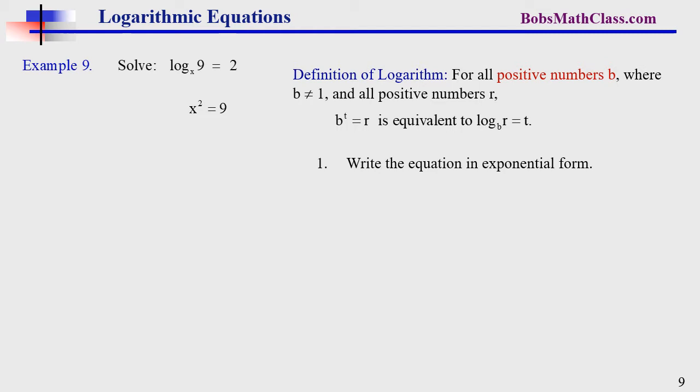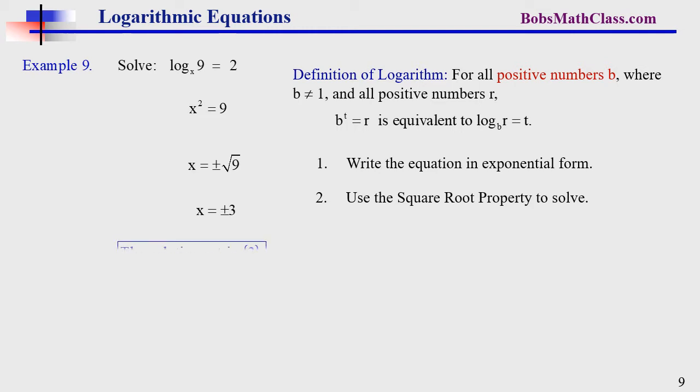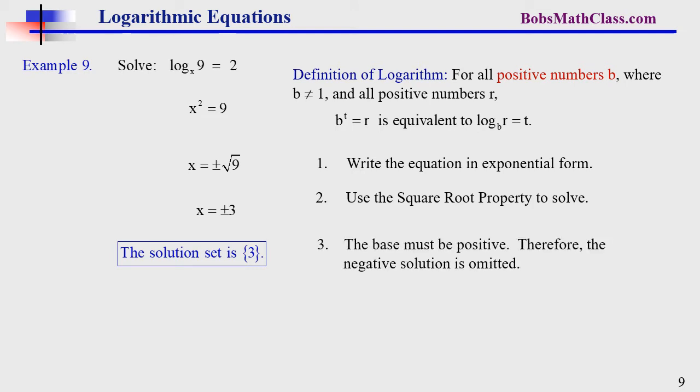So square root property means that we get rid of the squared on the left side, and on the right side we put a plus and minus square root of 9. All right, what's the square root of 9? 3. So we get plus and minus 3. Two answers. Are they both answers? No, because the base can only be positive, so we are going to omit the negative. So our answer is only 3.